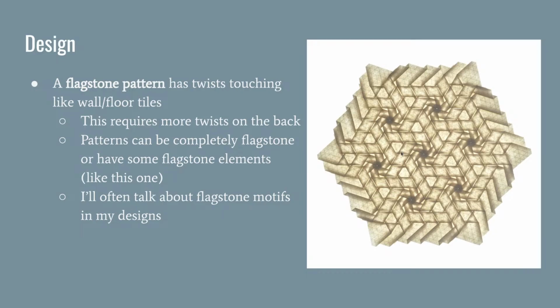And flagstone patterns specifically have other twists on the back. They have to have other twists on the back because what you're looking for with a flagstone pattern is a grout line between the shapes. So this is mimicking tiles on a floor, backsplash in the kitchen, these kinds of patterns in origami tessellations. So I would say this one has flagstone elements, but it's not a completely flagstone pattern.